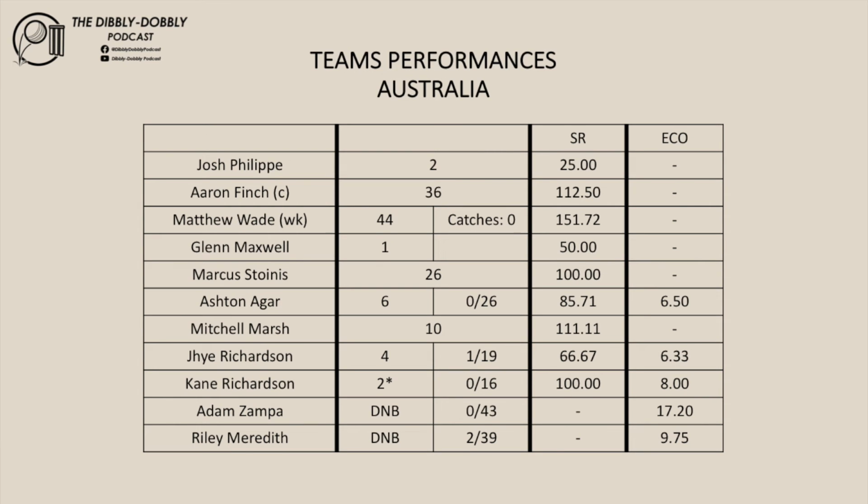Let's have a look at how Australia performed in this fifth T20 International. We'll start with their batsmen. Philippe 2, Finch 36, Wade 44, Maxwell 1, Stoinis 26, Agar 6, and Mitchell Marsh 10. That's how the batsmen performed. Let's have a look at the bowlers. Meredith took 2 wickets, a wicket for Jai Richardson, no wickets for Ashton Agar, Kane Richardson, and Zampa. That's how Australia performed as a team in this fifth T20 International.